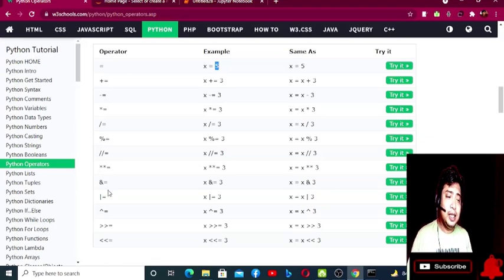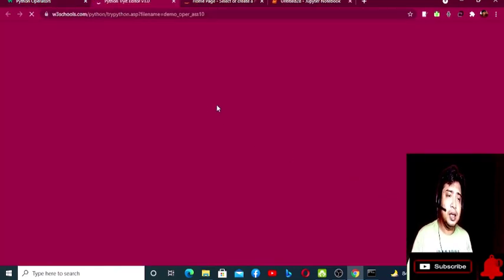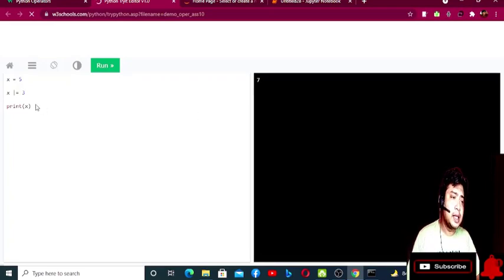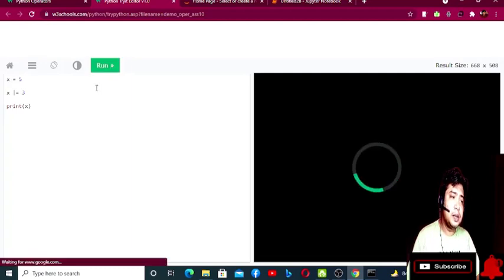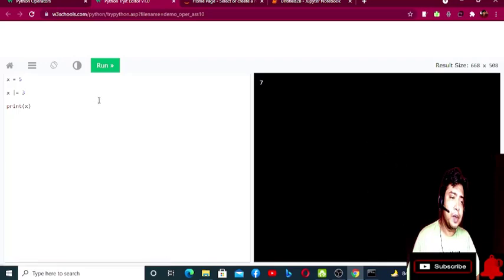Okay, then this is called the not operator. So there are some things we always learn. Okay, let's see what that is. x equal to 5, then y equal to 3, print x. Let's see, 7. Run. 7. What does this mean?